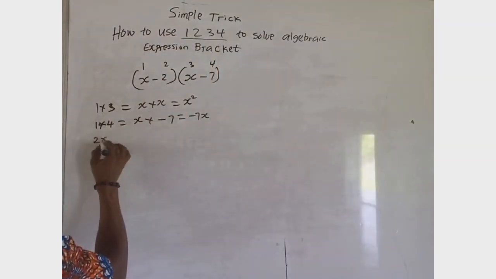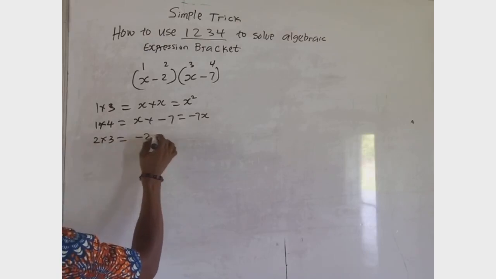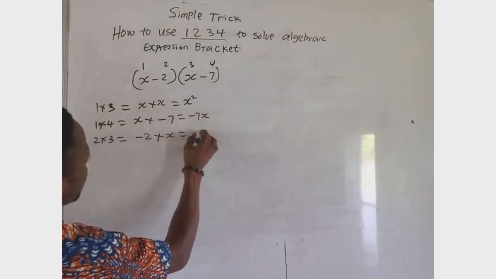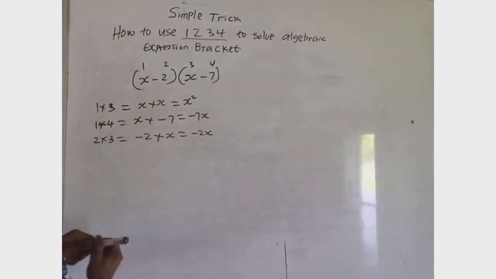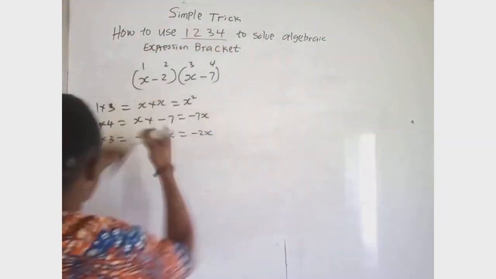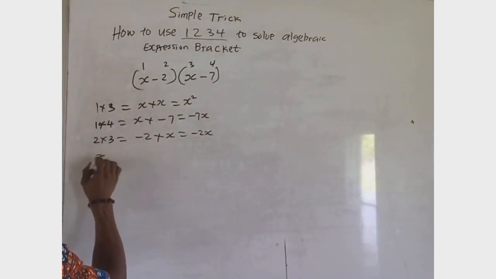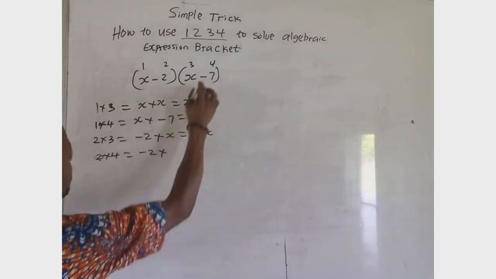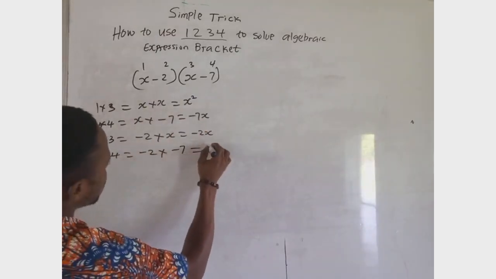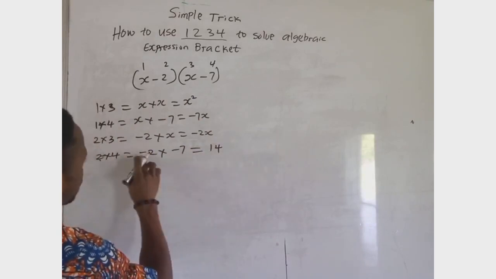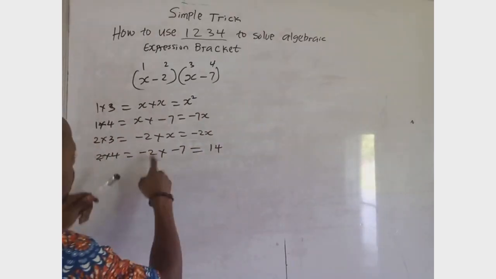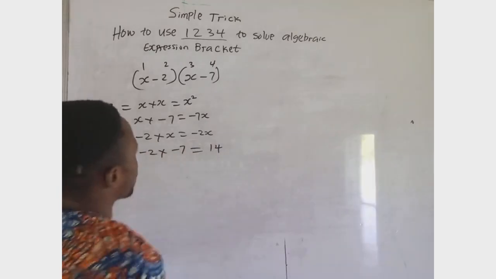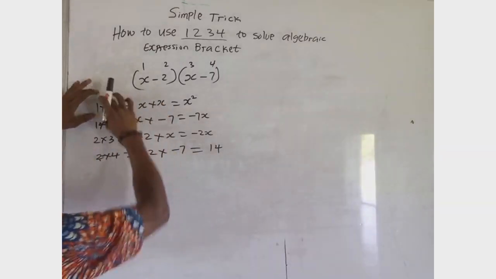That is 2 times 3, which is minus 2 times s, equal to minus 2s. The same thing, we have 2 times 4. That is minus 2 times minus 7, which gives us plus 14, because minus times minus gives us plus, and 2 times 7 gives us 14. Very simple.